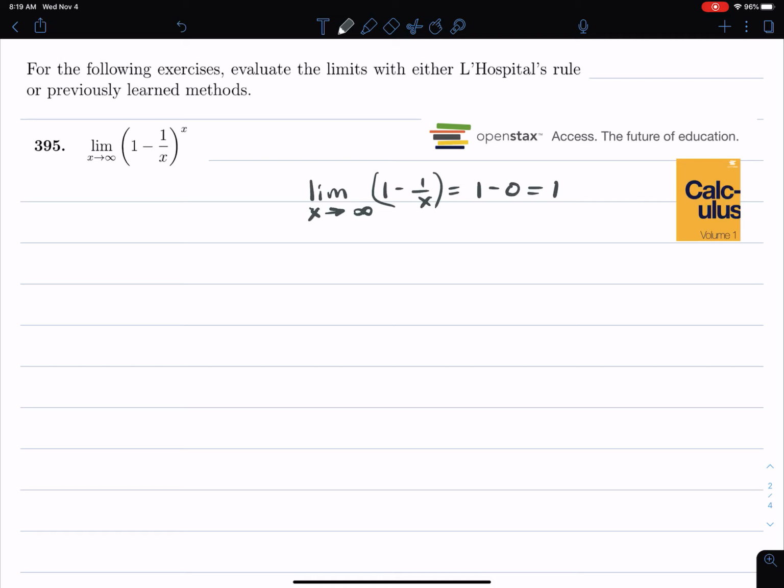Now, as x goes to infinity, 1 over x goes to 0, so I have 1 minus 0 equals 1. So that's the limit of the base of that exponential expression, while the limit of x as x goes to infinity is equal to infinity. So this is a 1 to infinity indeterminate form.